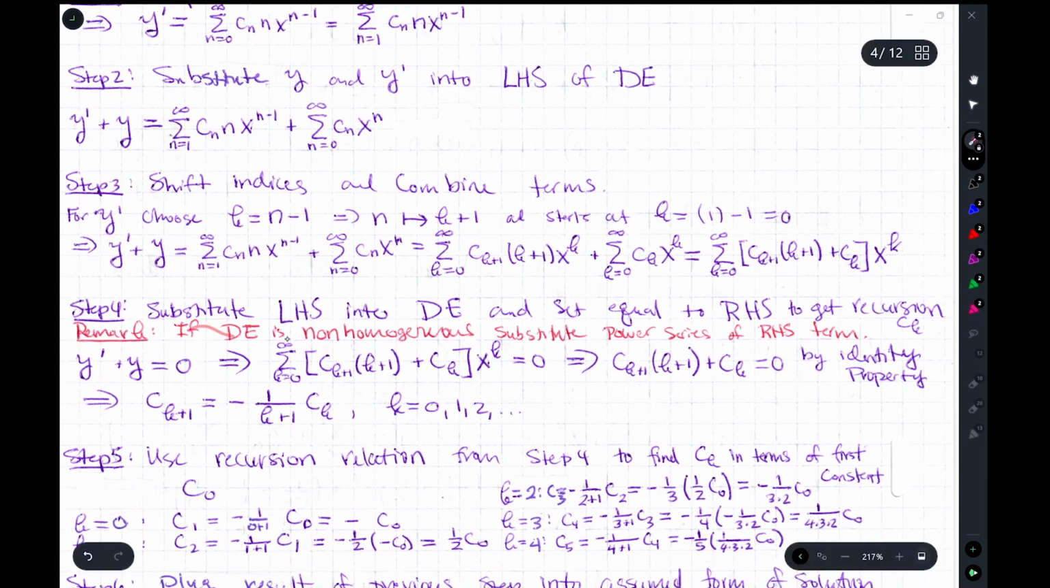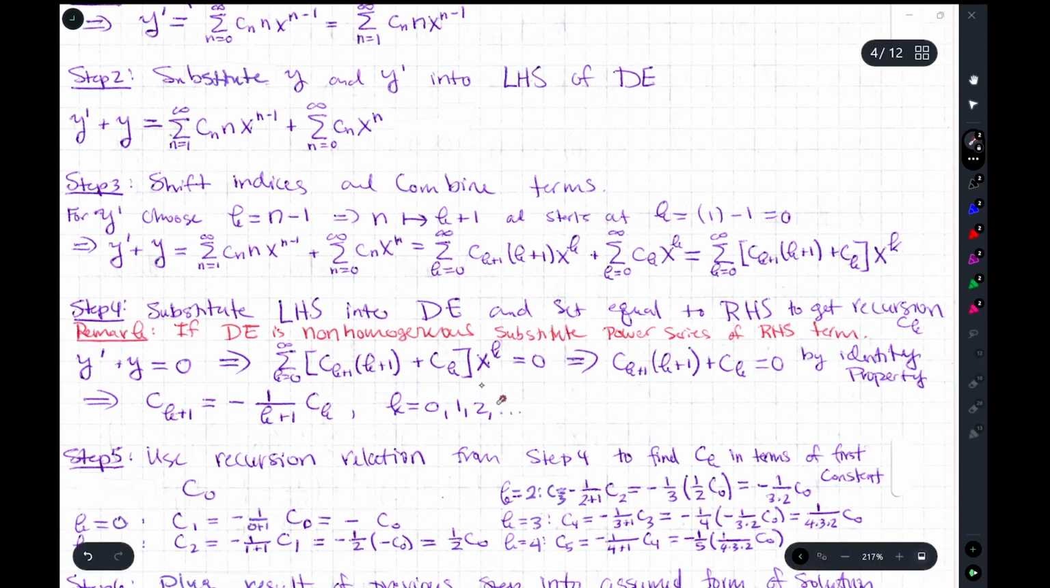Now, we're going to substitute the left-hand side into the differential equation and set it equal to the right-hand side to obtain some recursion. So our left-hand side is this. Our right-hand side is just 0. Here I write: if the differential equation is non-homogeneous, substitute the power series of the right-hand side for the particular solution. So if we were dealing with a non-homogeneous equation, we would also, on the right-hand side, have to take the power series. The power series of 0 is just 0, so it doesn't show up here.